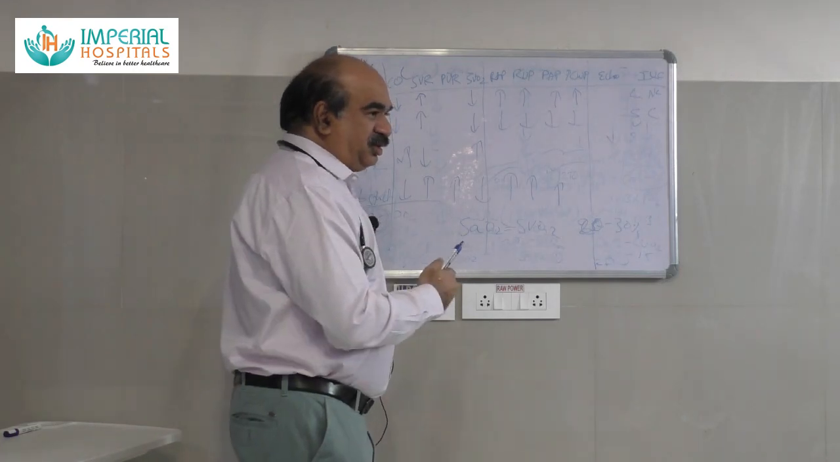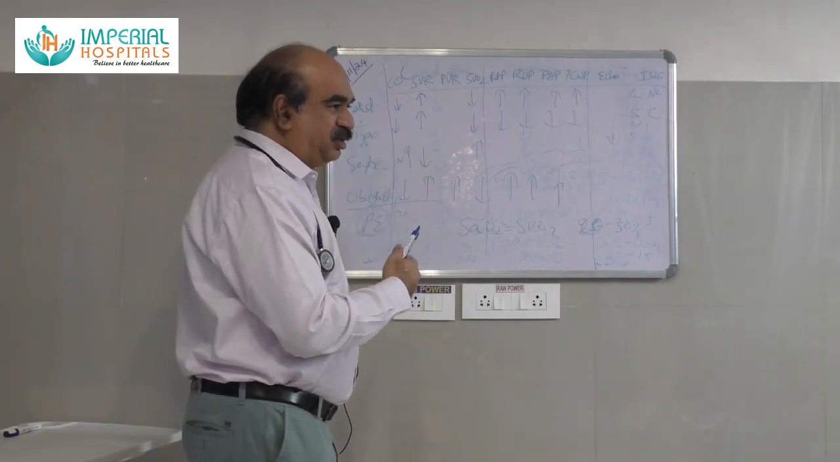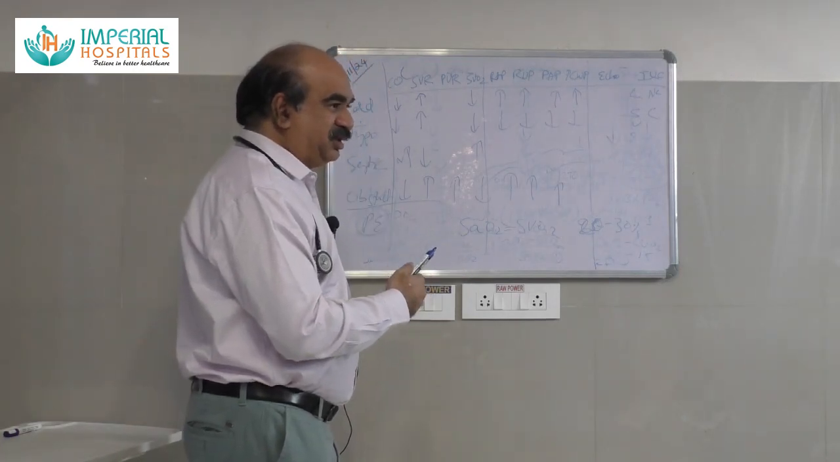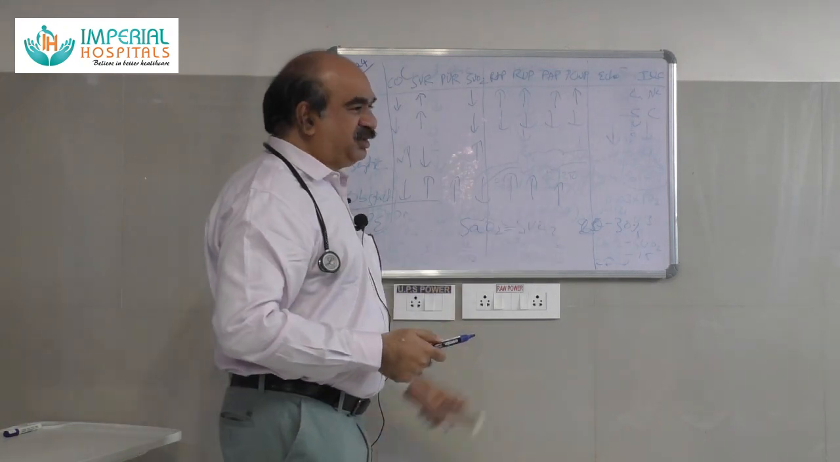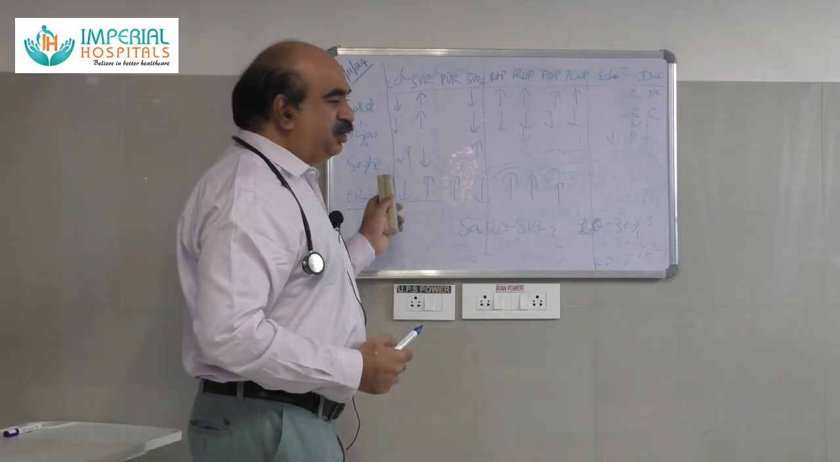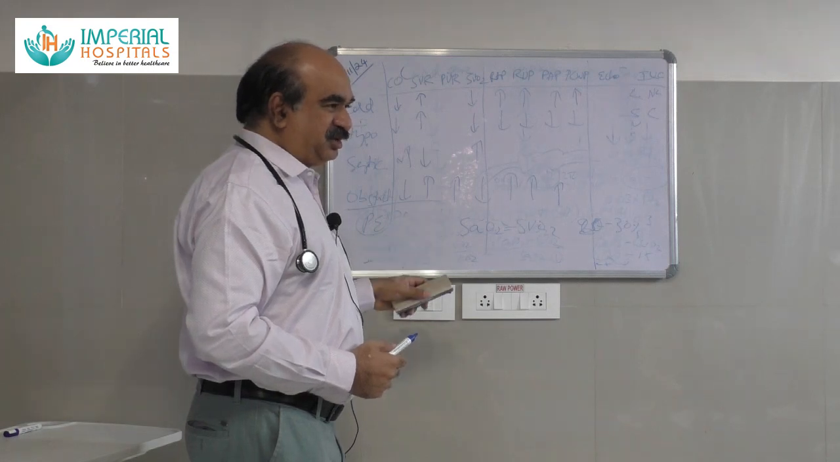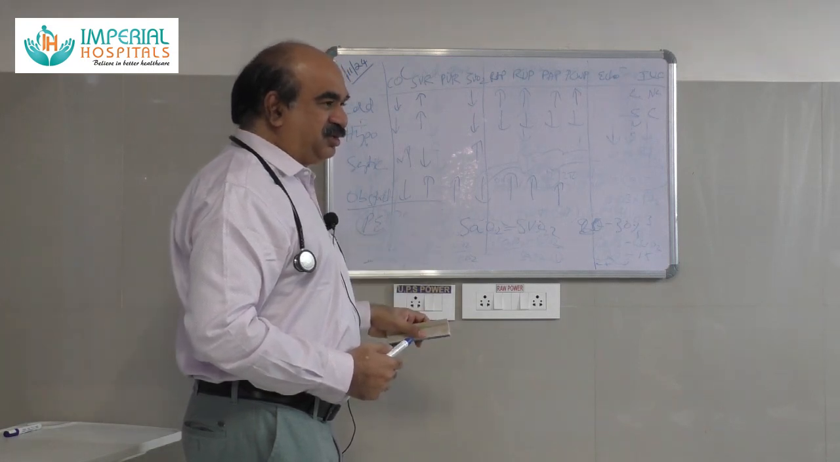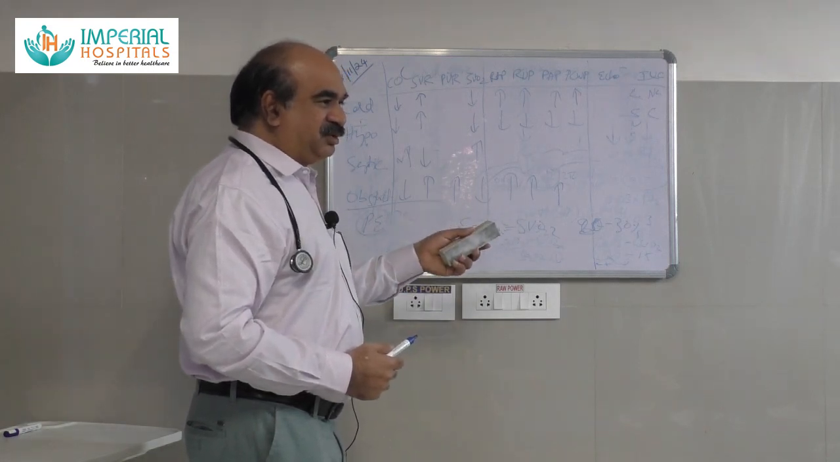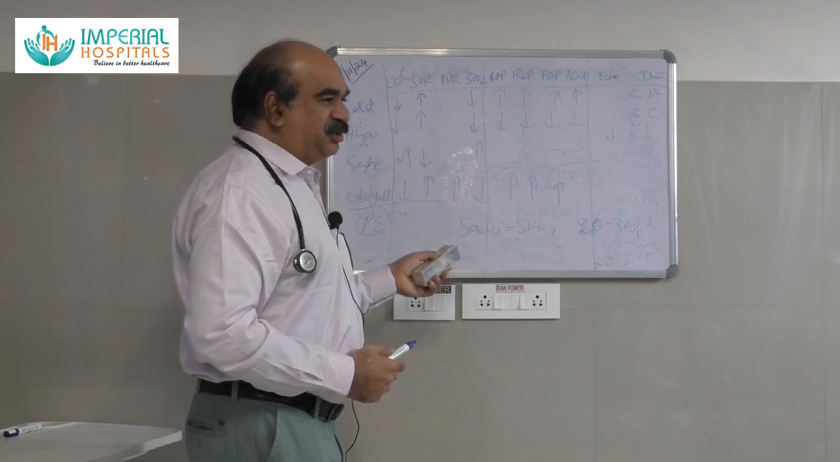So if DO2 is low, delivery of oxygen is low, it means a low cardiac output state, anemia, low cardiac output state. What happens to the difference? DO2 is low, extraction increases. Oxygen extraction by the tissues increases. Oxygen uptake by the tissues increases. Then what happens to SVO2? SVO2 decreases.